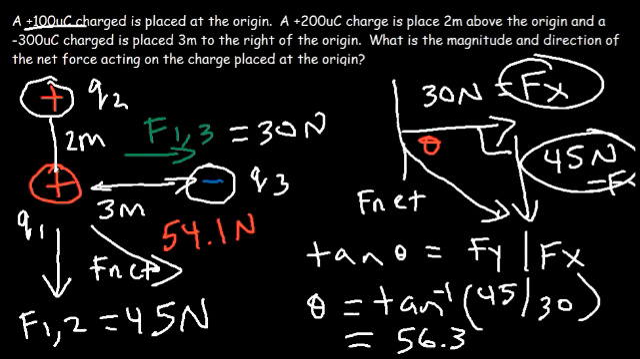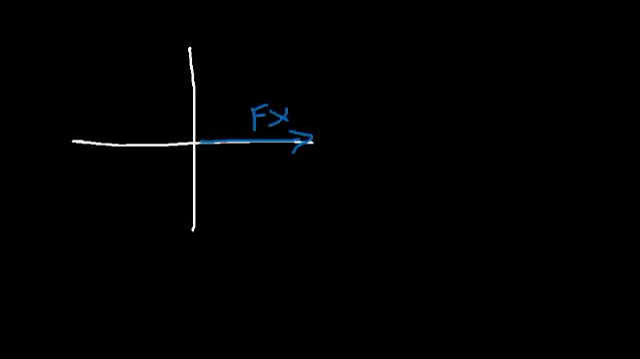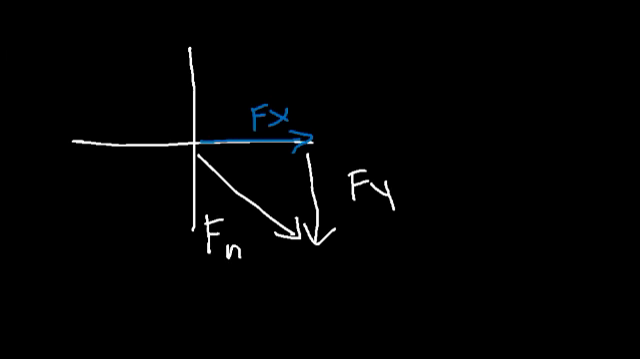Notice that this angle is in quadrant 4. This is the reference angle, by the way. If you want to find the angle measured from the positive x-axis, here's what you can do. Let's redraw the force vectors. Fx was directed towards the east, and Fy was towards the south. So our net force vector was directed southeast, and the reference angle is 56.3.